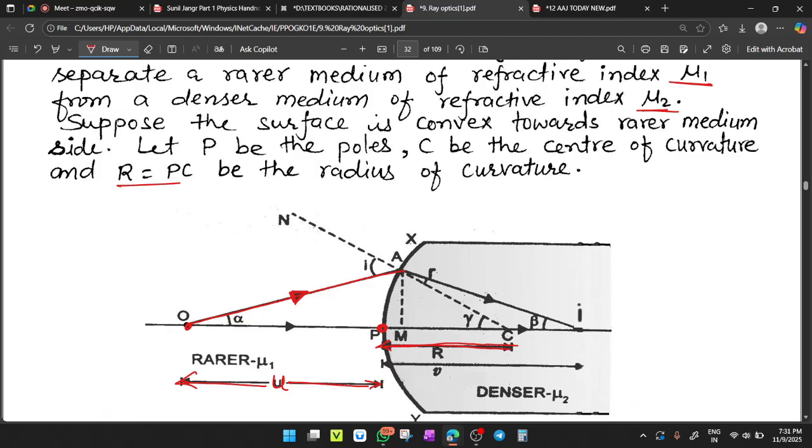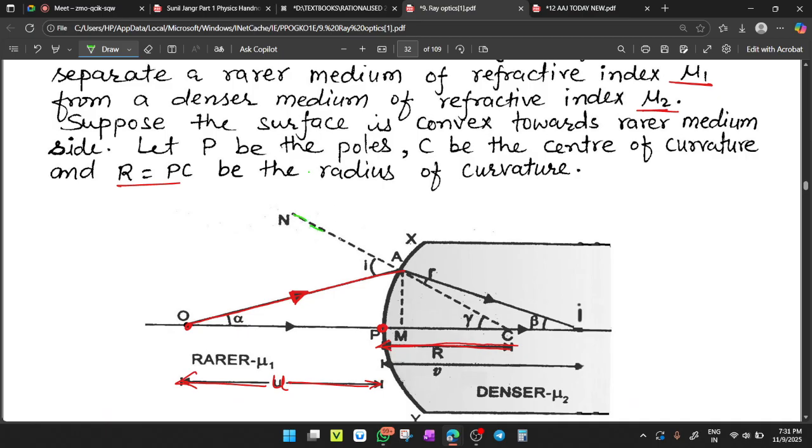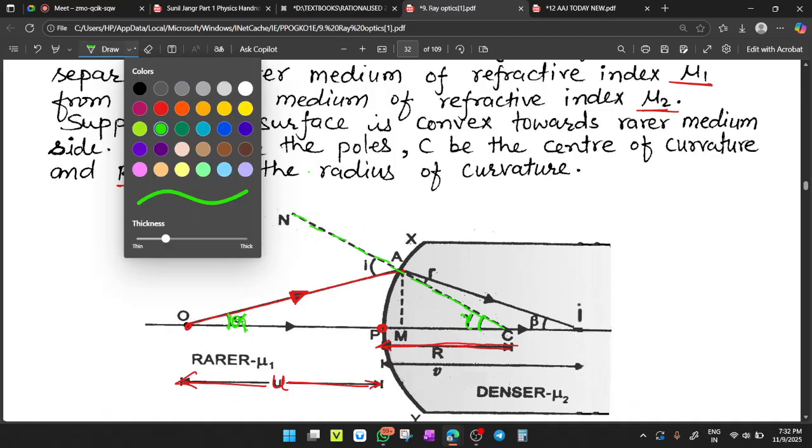Now what is first needed to perform refraction? You first want a normal. So what is a normal? Any ray that is passing through the center of curvature is called a normal. Clear or not clear? So here we have the normal. Now consider the incident ray making the angle alpha with the principal axis. So the angle the incident ray makes with the principal axis is alpha. Second, the normal at the point of incidence makes an angle gamma. Clear, beta?